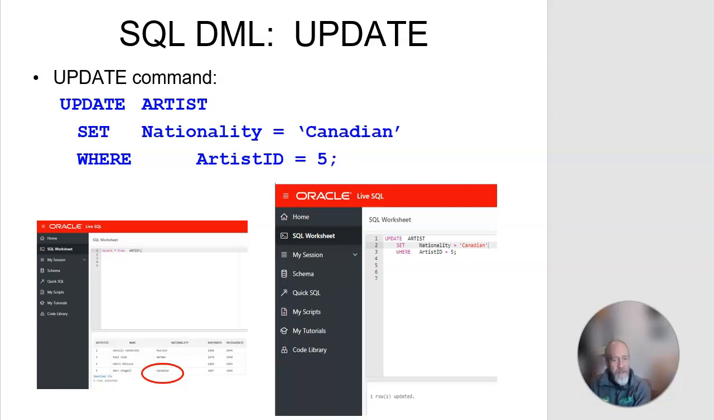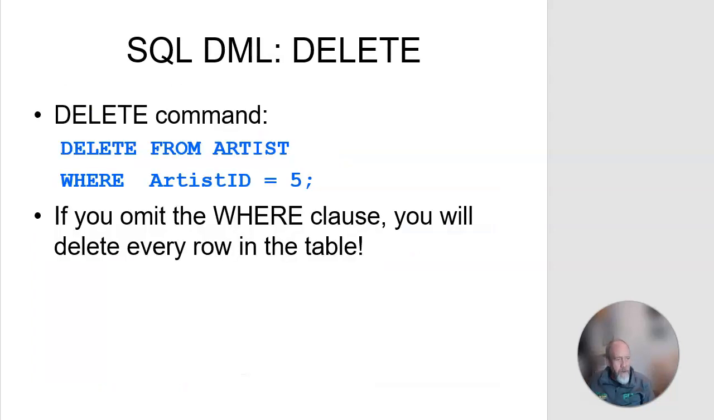Because once you set all those nationalities to Canadian, it's really hard to go back and figure out what they were originally. You have to set them all back one at a time to what they were. This is a common mistake made by people when they're dealing with databases. Update artist, set nationality to Canadian. Oh no, now everybody's Canadian. Okay, be careful there. Same thing with delete.